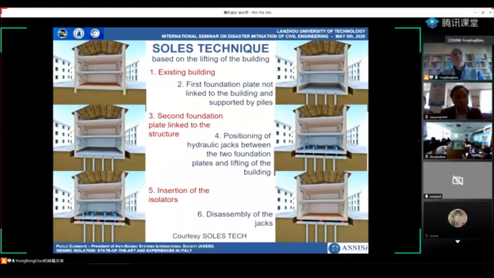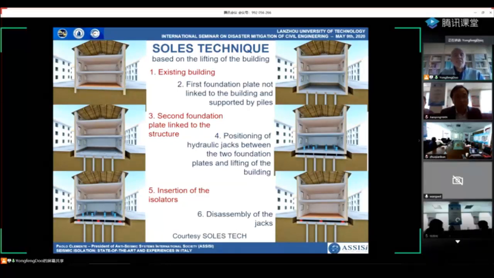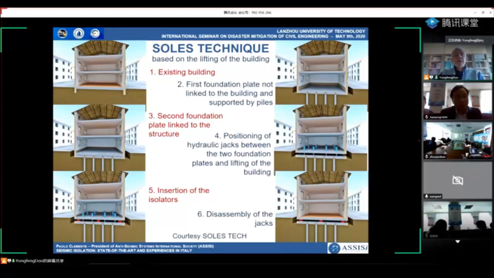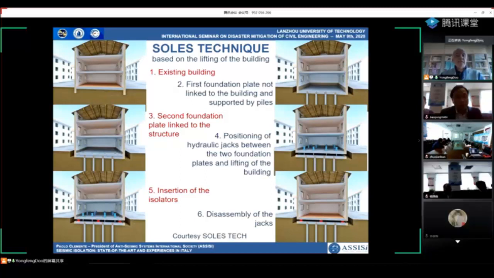This is a very interesting technique that allows the lifting of the building. This is realized by Soles, which is a company in northern Italy. On the left, you can see the existing building. 2, we realize a first foundation plate not linked to the building and supported by new piles built on purpose. And 3, a second foundation is realized. This time, it is linked to the structure. The 4th point, we position hydraulic jacks between the 2 foundations, and we can lift the building, of course. Then we insert, 5, the isolator between the 2 foundations, and finally we take off the jacks, and the work is completed.